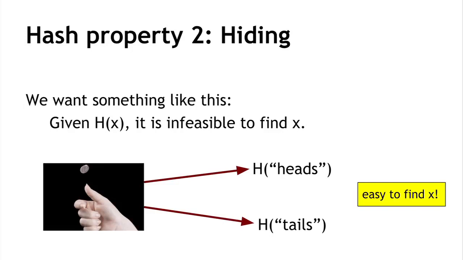You simply compute the hash of the string heads and the hash of the string tails, and you see which one you got. And so in just a couple of steps, you can figure out what x was. So the reason this example failed, that is the reason why an adversary was able to guess what the string was, is that there were only a couple of possible values of x.